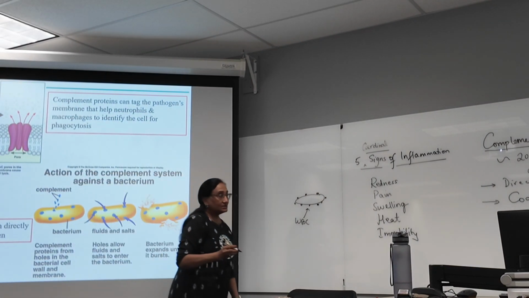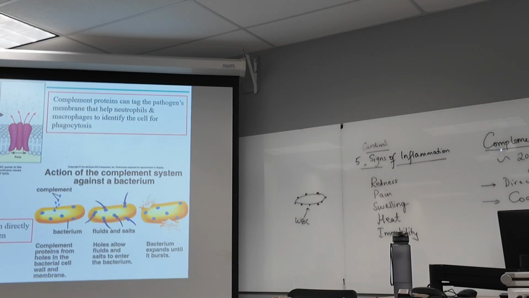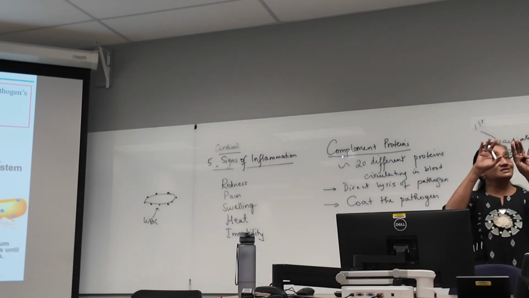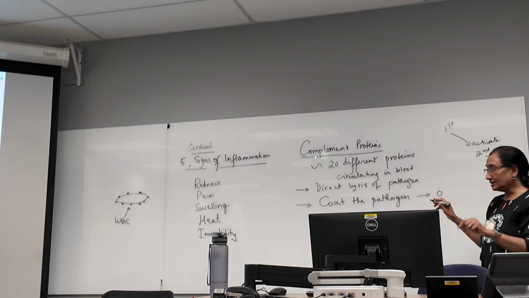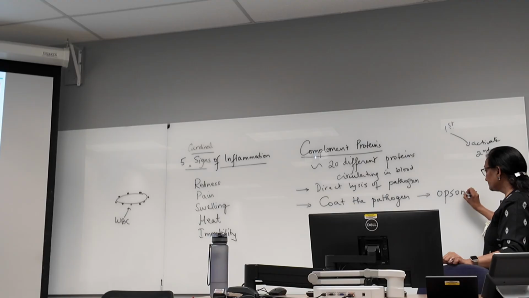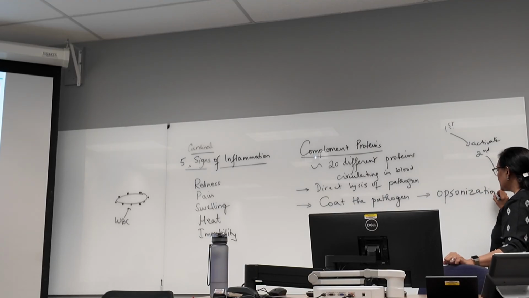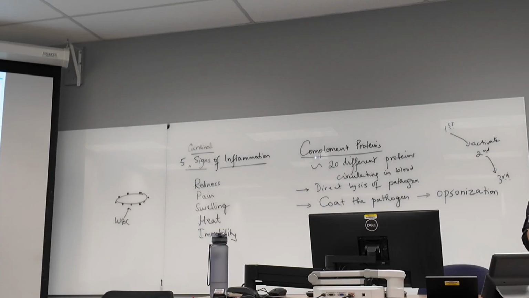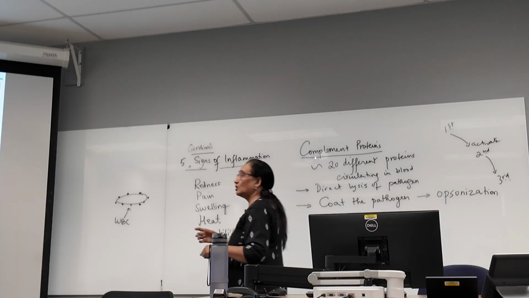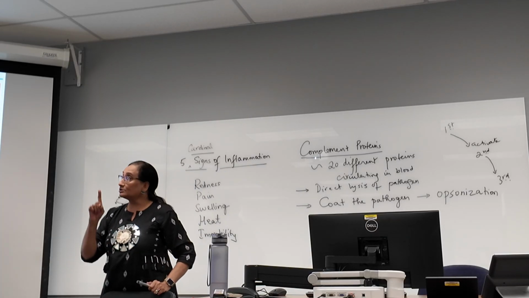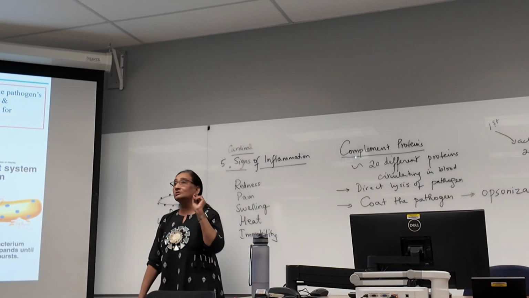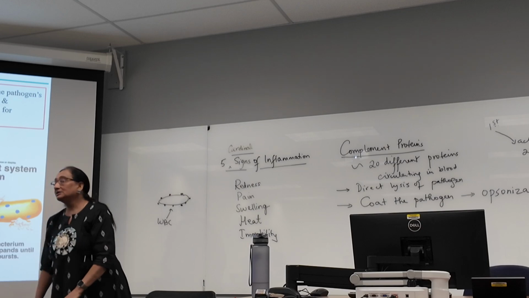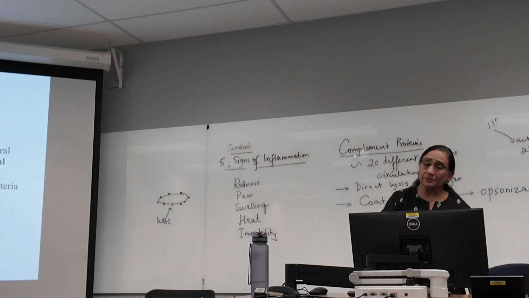This process by which a complement protein sticks to a pathogen, we call it, it's a very general term, opsonization. That is like forming an ID tag that you wear. If you have to go into a government building, you can't just walk in. You need to have your ID tag. The complement protein is like an ID tag. It tags the pathogen so that the white blood cell knows which one needs to be destroyed. Okay, so that is about complement proteins.